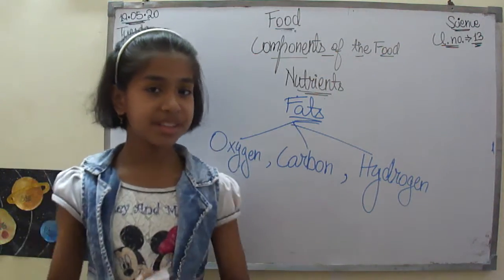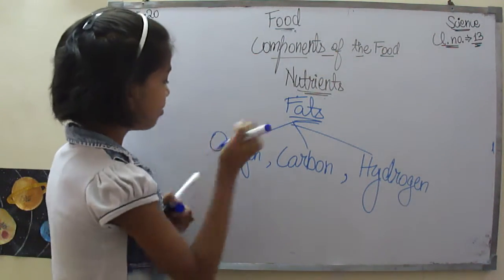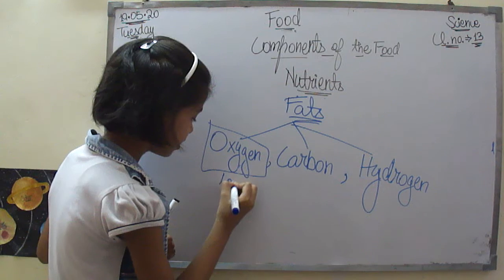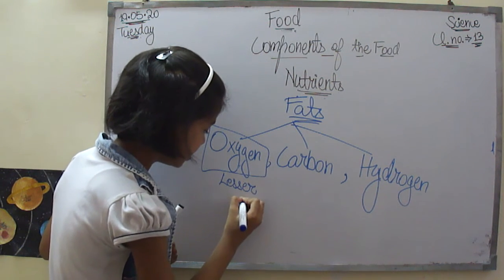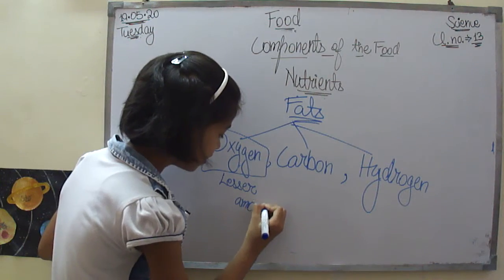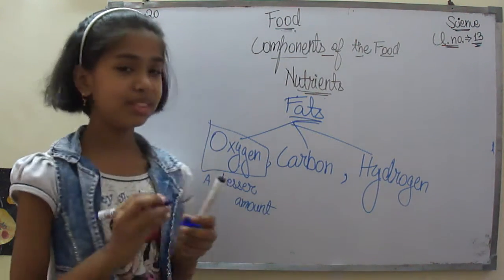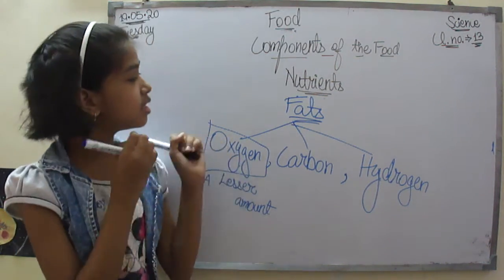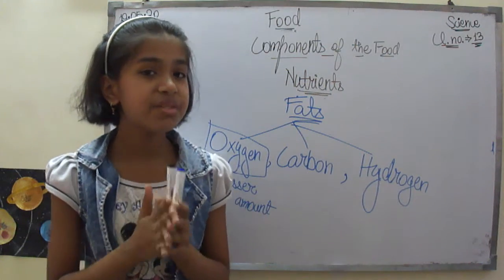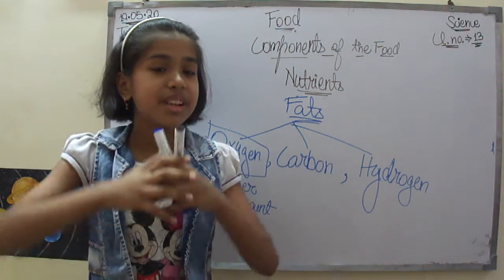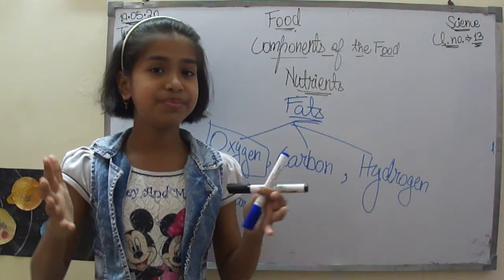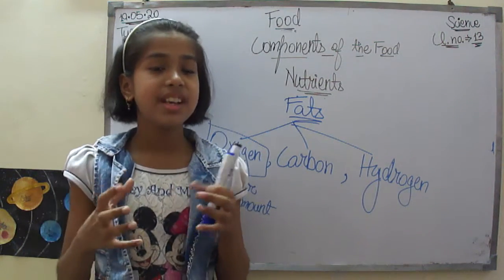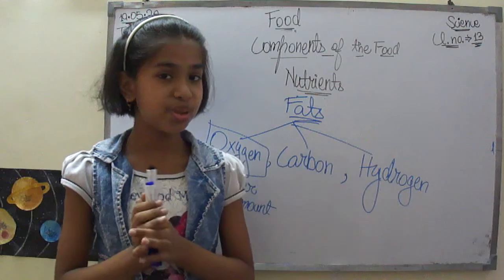But in comparison to the carbohydrate, the fat contains a lesser amount of this oxygen. Now, why is this fat useful to us? This fat is useful to us. It works like a storage for our body. What does that mean? In the fat, the energy gets stored.